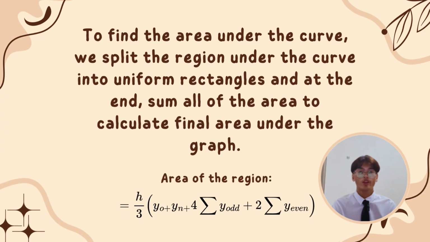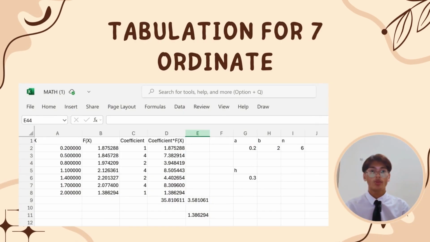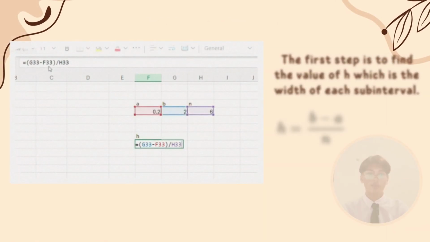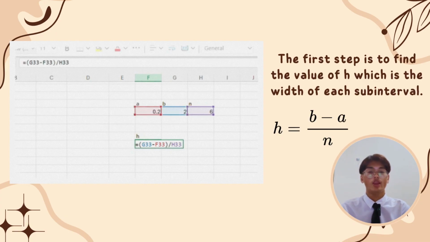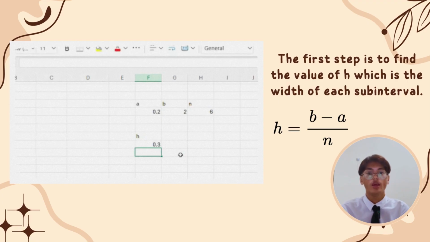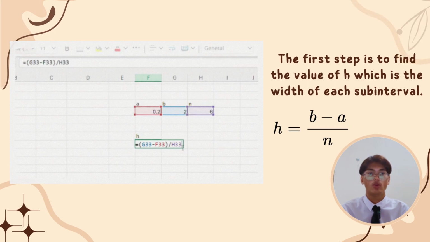For Task 2, numerical method, we need to solve the equation given using Simpson's rule. Simpson's rule is where we search for the area under the curve by splitting the region into uniform rectangles. This is the complete tabulation data for 7 ordinates that can be made by using Excel. The first step is to find the value of h, where the formula is h equals b minus a divided by n, and in Excel you can calculate it by entering the command as shown in the video.